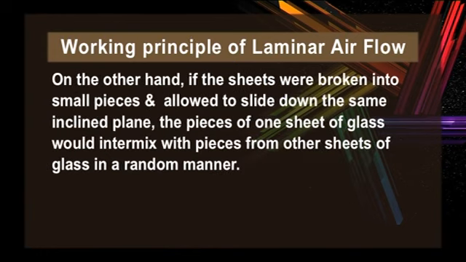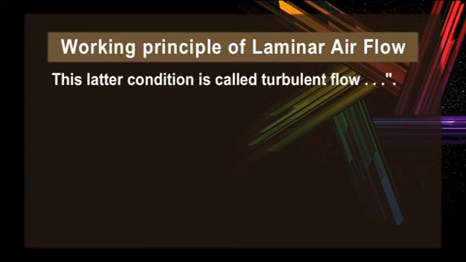On the other hand, if the sheets were broken into small pieces and allowed to slide down the same inclined plane, the pieces of the sheet of glass would intermix with pieces from other sheets of glass in a random manner. This latter condition is called turbulent flow.